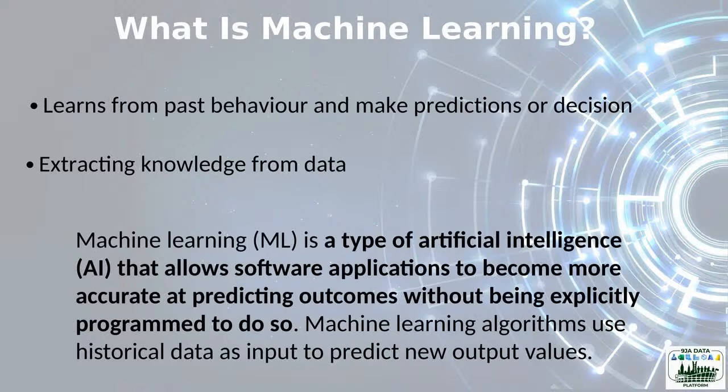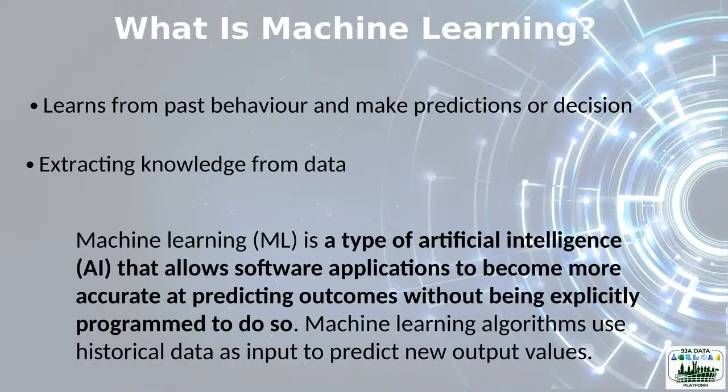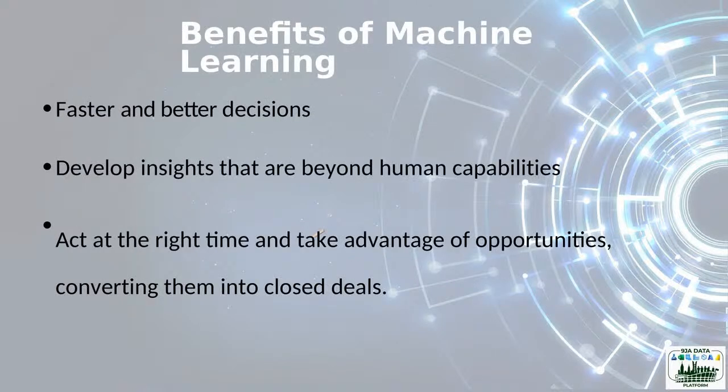Machine learning, popularly known as ML, is a type of artificial intelligence, AI, that allows software applications to become more accurate at predicting outcomes without being explicitly programmed to do so. We may not really come up with any program, but you'll be amazed with what we roll out.